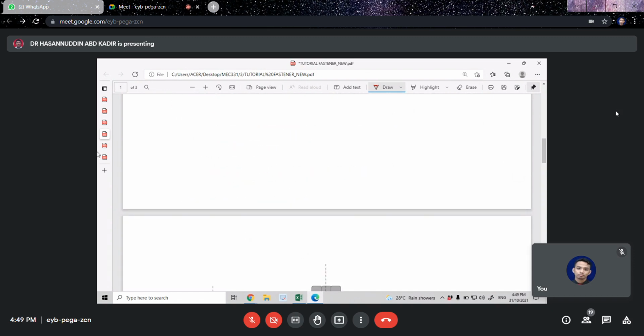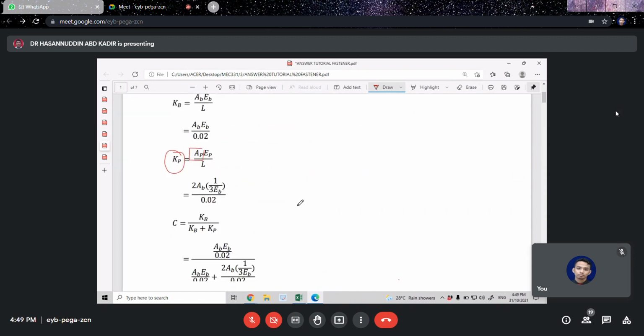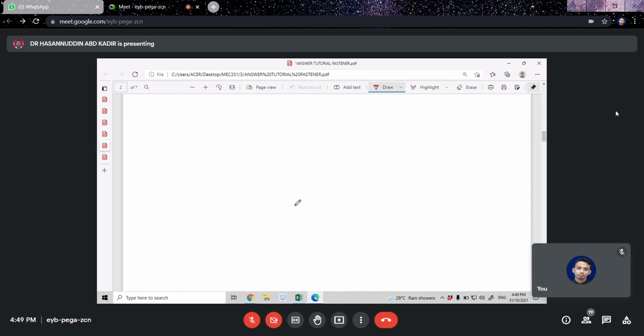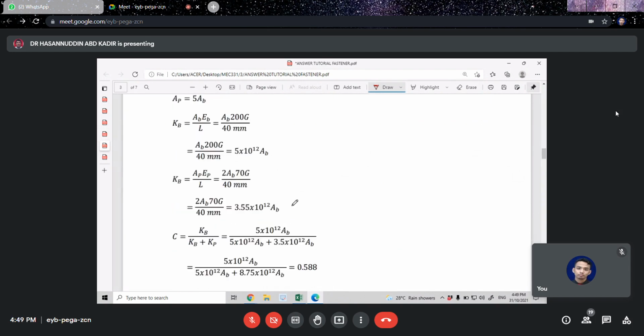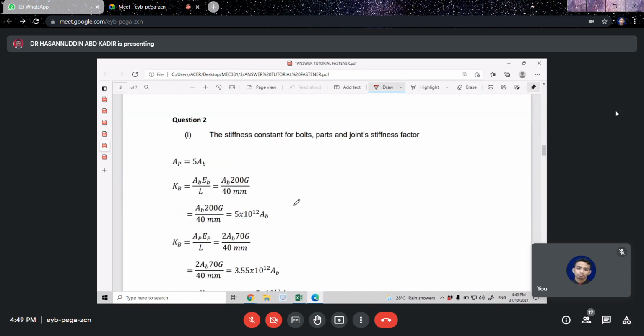Okay, we go for the answer. Okay, the question number 2. They ask you for the stiffness. So this one is not AP, they will ask you for 2, right? This one, yes, AP is 2AB. The stiffness constant for both and part joint stiffness factors.